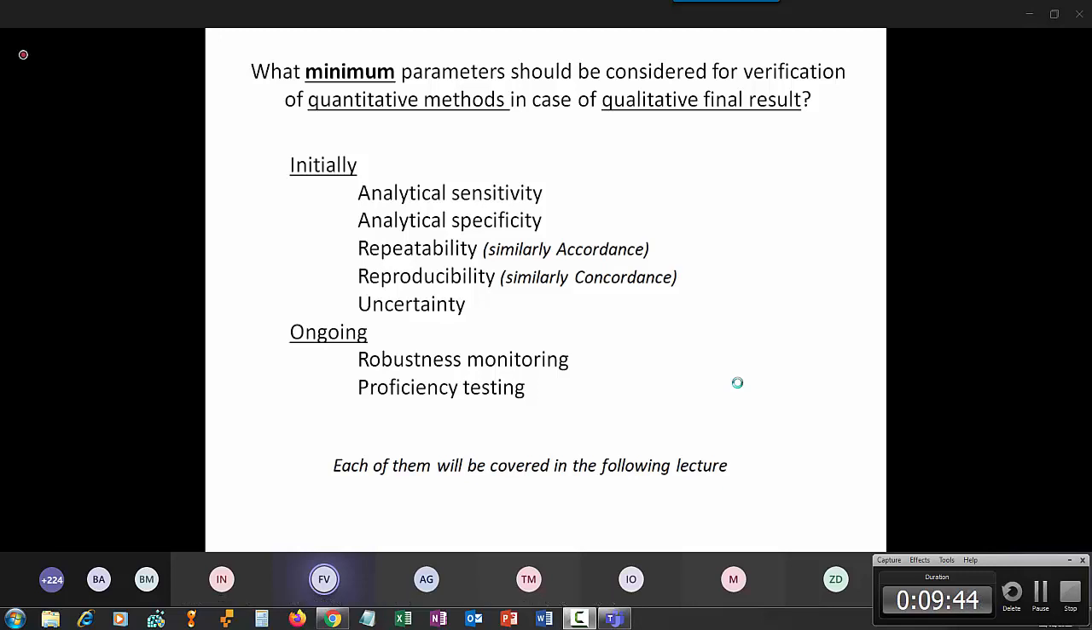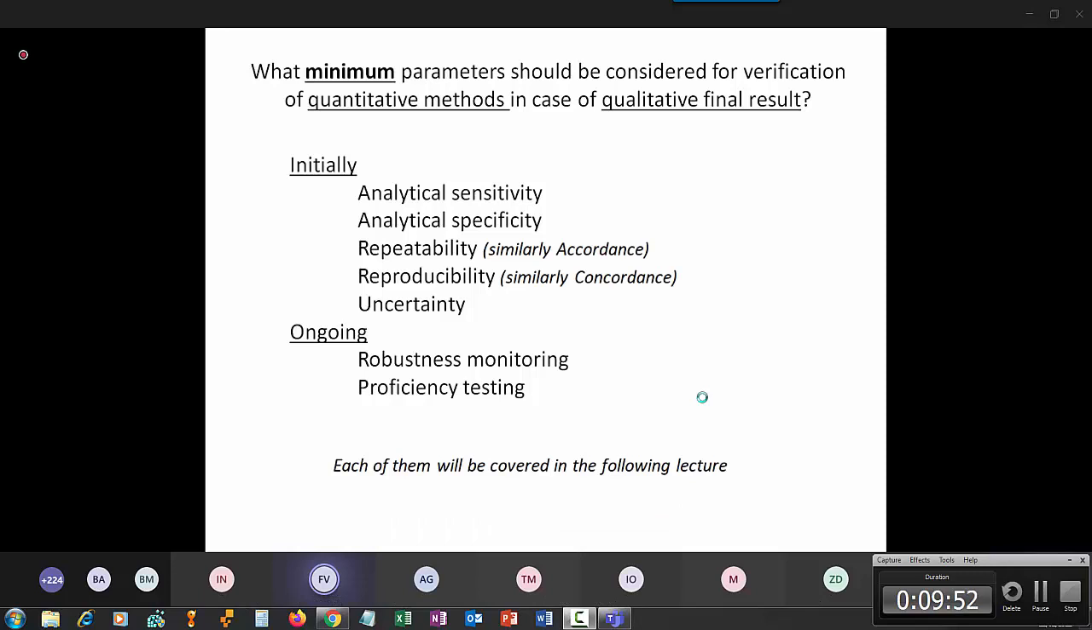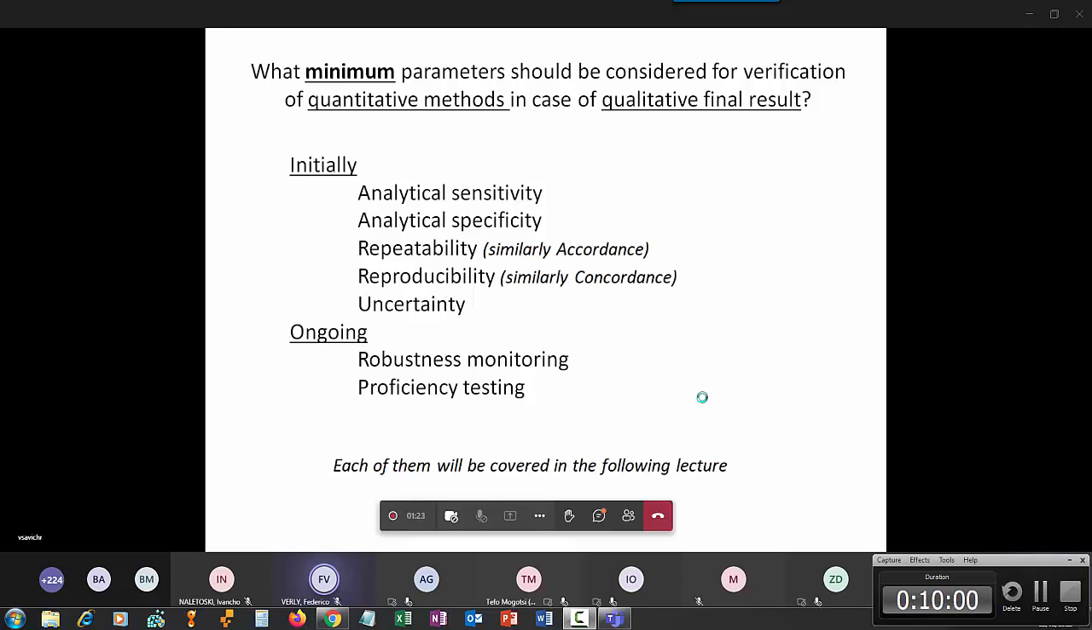Once you did verification and start using it in routine work, then ongoing verification should include robustness monitoring and proficiency testing, just to see whether you are still working properly with your verified method. Each of these will be covered in following lectures, so I will not waste time on this here.